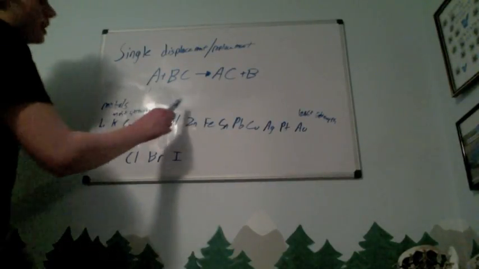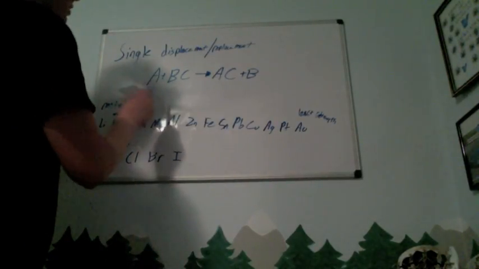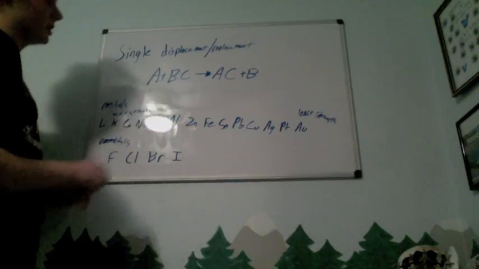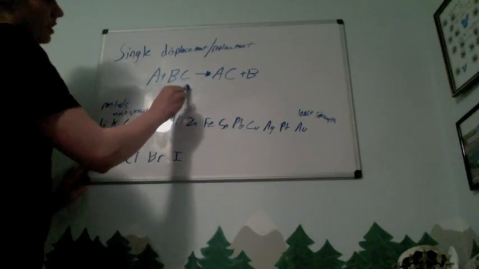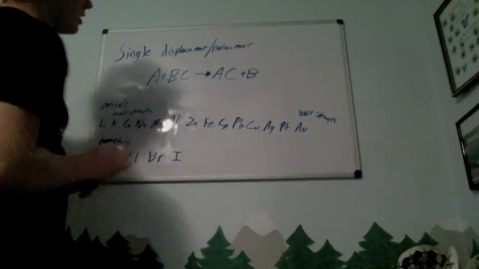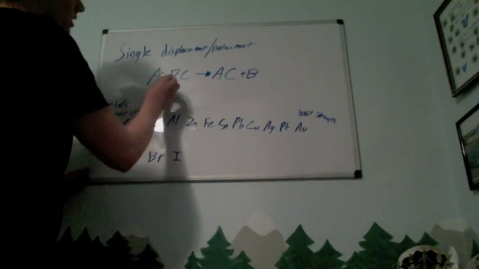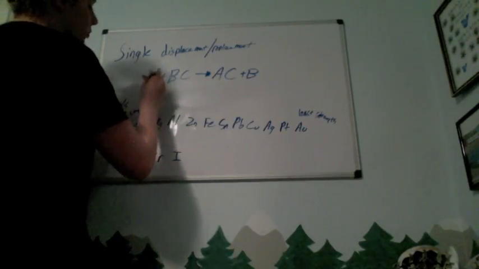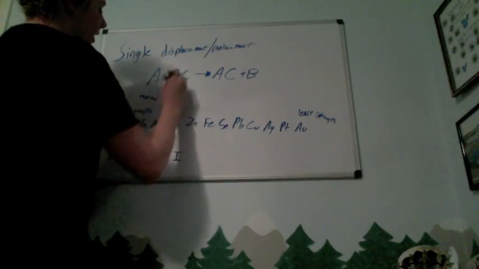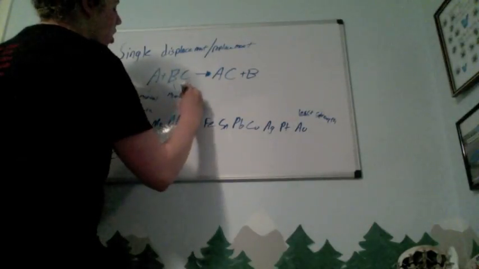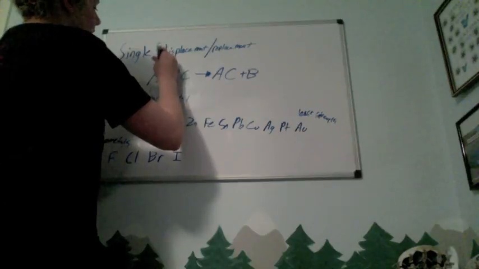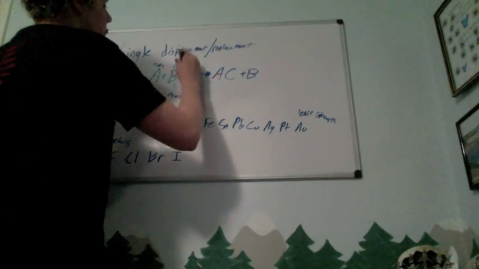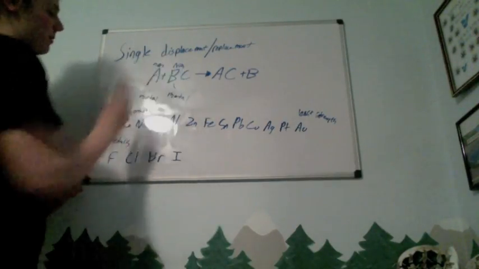Okay, so this is a slightly more advanced one called single displacement. The way single displacement works is we have A plus BC produces AC plus B. So basically what happens is the A and the B swap. But this only works if A is a metal and B is a metal, or A is a nonmetal and B is a nonmetal. But they both have to be the same.